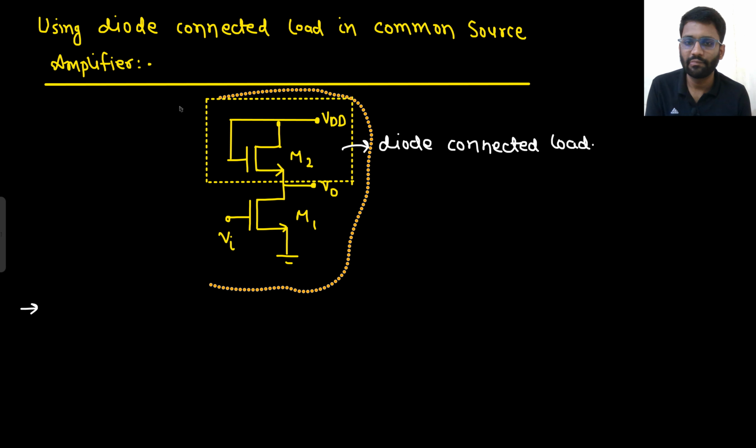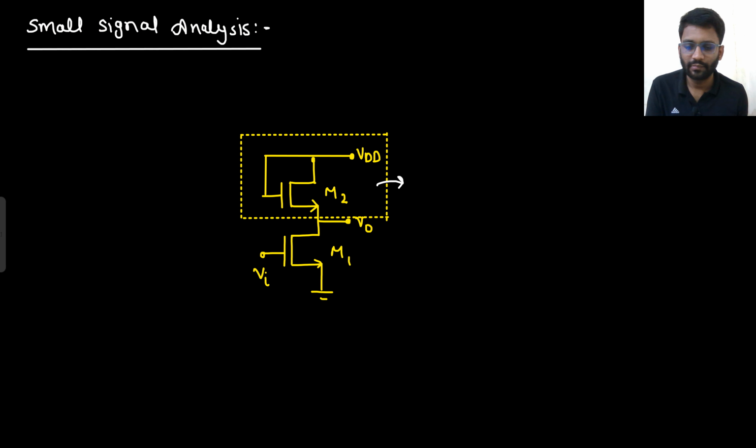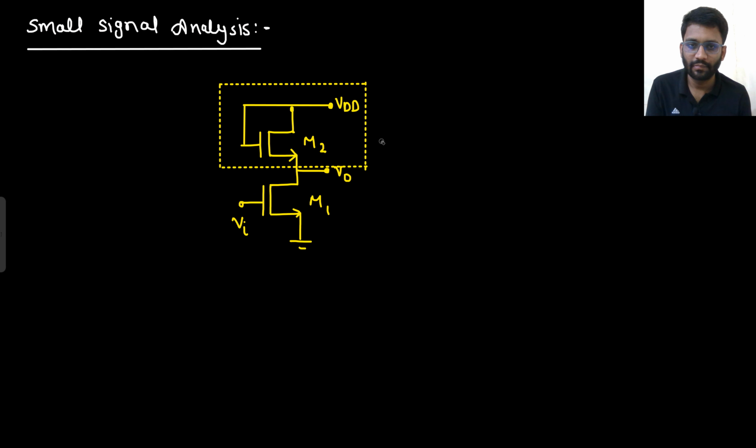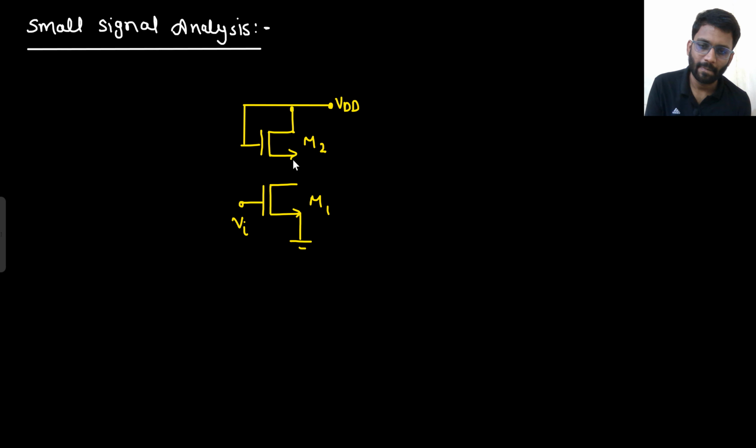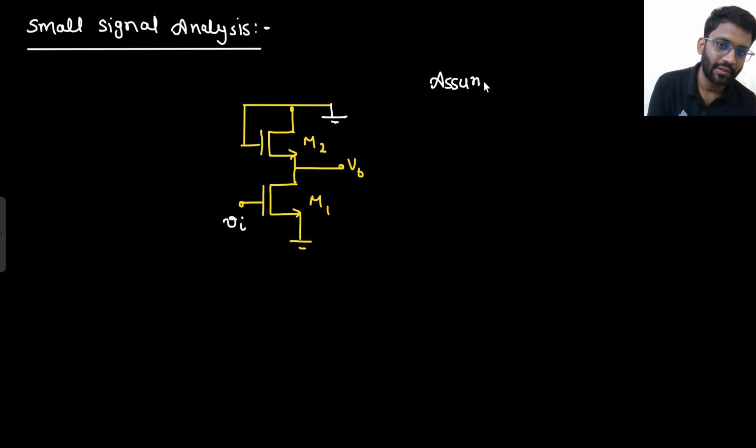So let's copy this circuit. If you are doing the small signal analysis, what will happen? VDD will be shorted. And in the input, you are having only the small signal. For now, I am assuming lambda is equal to 0.